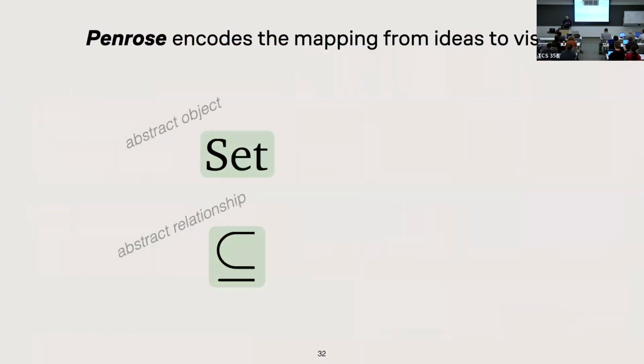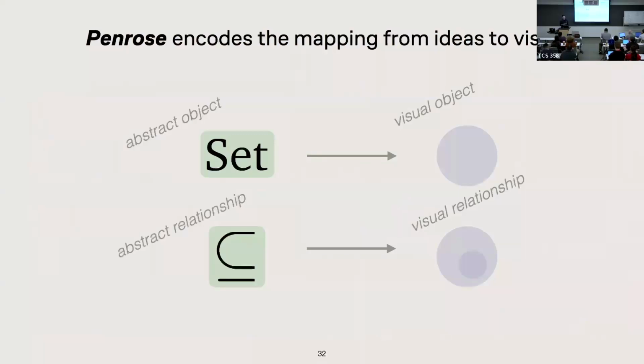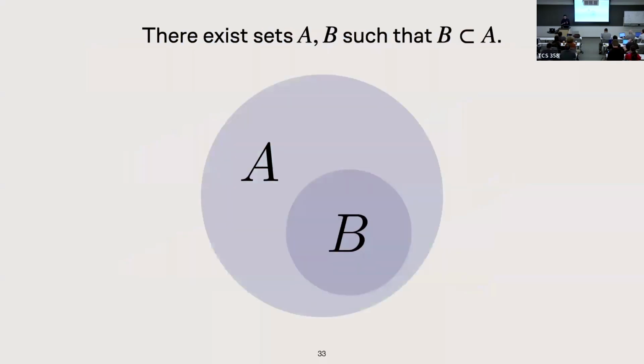The main idea behind Penrose is to encode the mapping from abstract and mathematical objects to visual objects and visual relationships. And I will show you that this encoding allows Penrose to make this mapping reusable over a range of concepts. So let's just use a simple diagram to show you the core design. Let's make a diagram about two sets, A and B, where B is a subset of A. These are called Euler diagrams. They're not really Venn diagrams. Some people are very nitpicky about this. So let's make an Euler diagram where B is a subset of A.